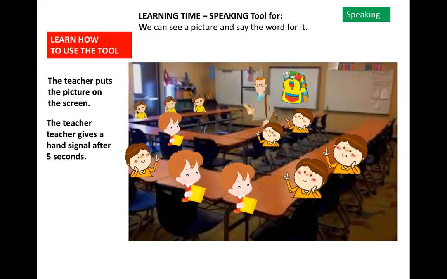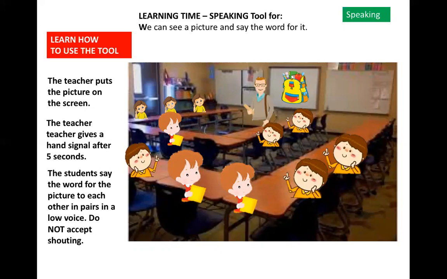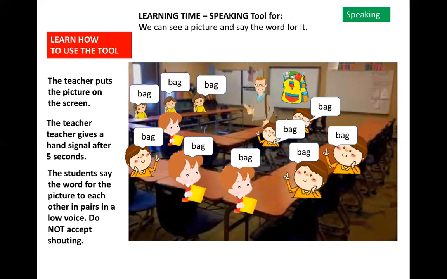And after the students clap, which is a physical act, it might take a little time for them to go back and concentrate. And when the teacher gives the signal, the students say the word for the picture on the screen to each other in pairs in a low voice. Again, do not accept shouting. And the kids will say back.